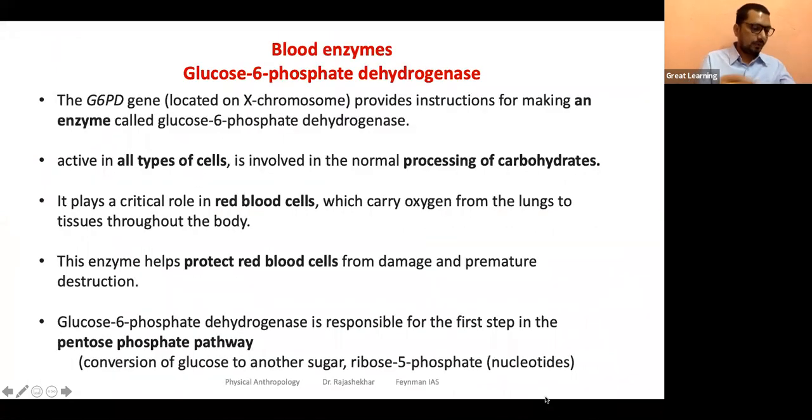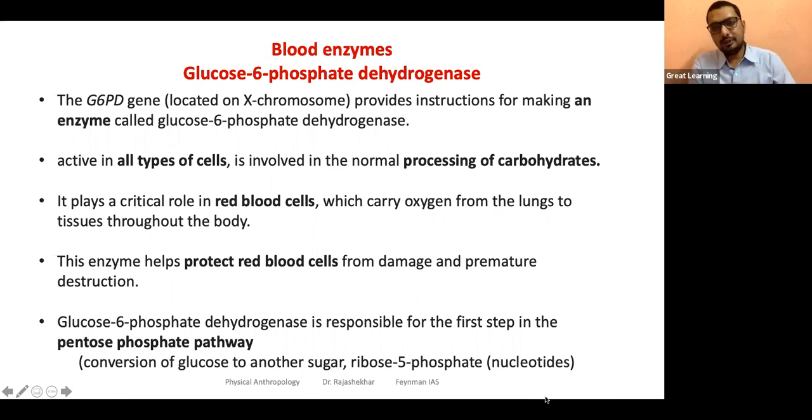Okay, so that is about transferrin. In the syllabus, it is spelled wrong. It says transferring. It's not transferring. It is transferrin. Okay, next we'll talk about blood enzymes. We have GM and blood enzymes here. So first I'll talk about blood enzymes.